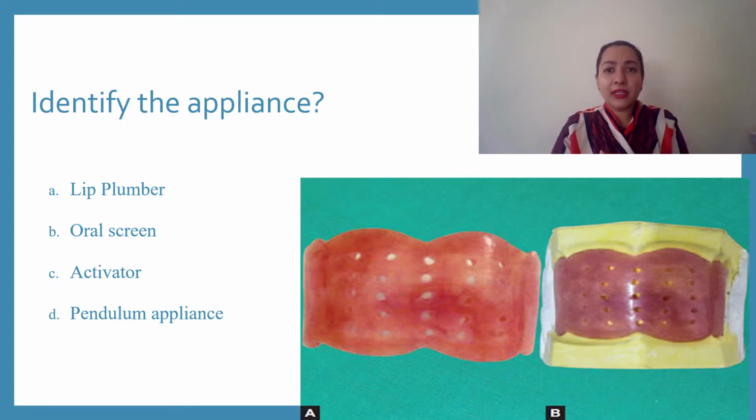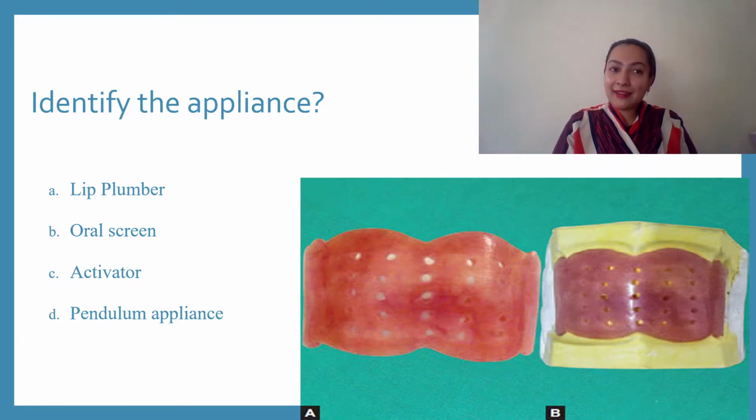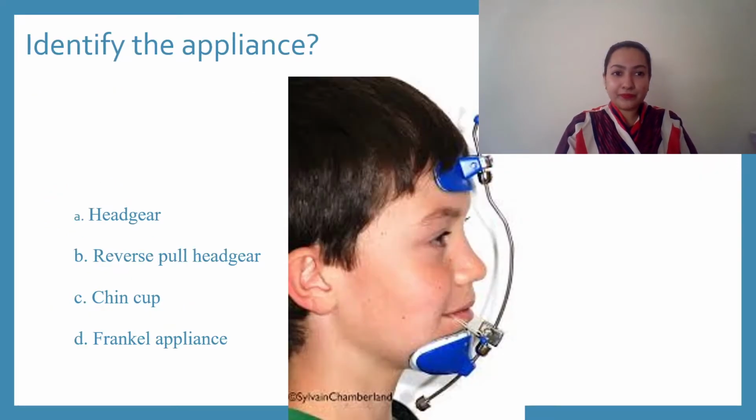When you see the figure in your exam, you will know first thing to which subject it belongs. If you were a little more thorough in your preparation, you will know which topic it belongs to. And if you are extremely thorough with everything, you have revised everything very well, you have gone through all the MCQs which I will be attempting on my YouTube channel, if you have gone through all the lectures, then you will know exactly what appliance it is, and you don't have to think so much. Okay, so this is an oral screen.